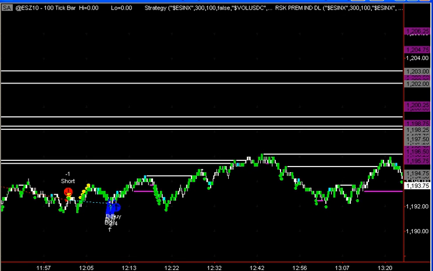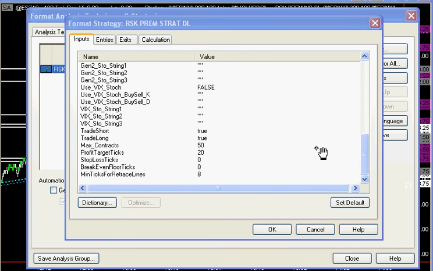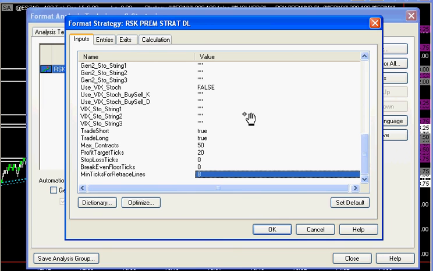All right. Now, let me back up. I came down here and I said the profit target was 8 ticks. Pardon me. That was not the profit target. That was another setting. Our profit target was 20 ticks.